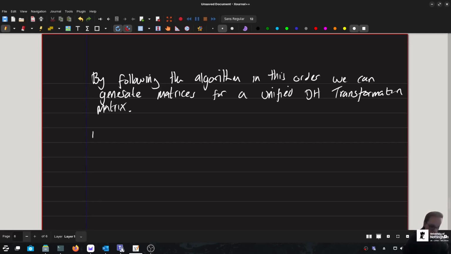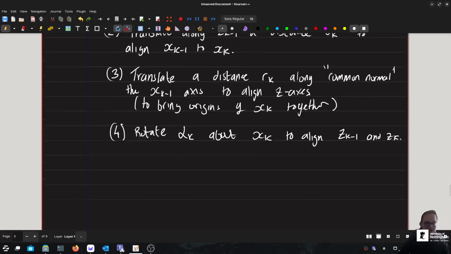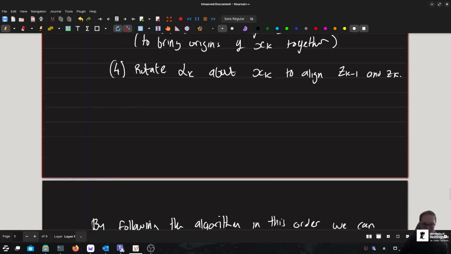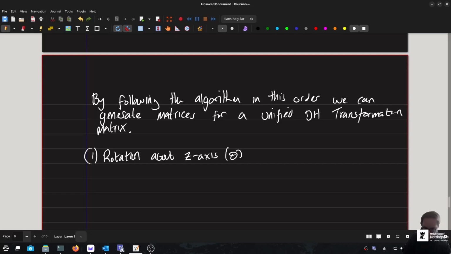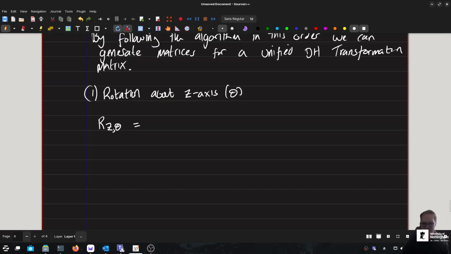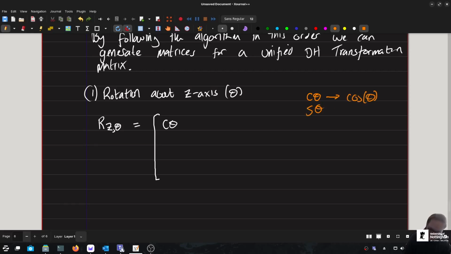Okay, so if we start with step 1, as we just said, it's a rotation of theta k about the zk minus 1 axis. So we're doing a rotation about z. So go back to lecture 3 on homogeneous transformation matrices. Rotation about the z axis, Rz in terms of theta, is just the standard matrix we did before. So it's going to be C theta. Just remember when I'm writing this, C theta means cos theta and S theta is sine theta.